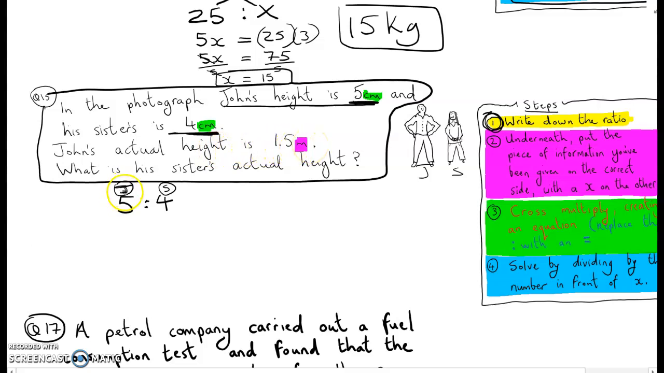So underneath the J part, underneath this 5, but I don't want to write 1.5 because that's meters. I want to make sure that's in centimeters. So what's 1 meter? Well, it's 100 centimeters. So 1.5 meters would be 150 centimeters. That's better. And I don't know his sister's height. That's what the question is asking me for. So that's why I put in my x there. Now I cross multiply. This is step 3. So I have 5 by x is equal to 4 by 150.